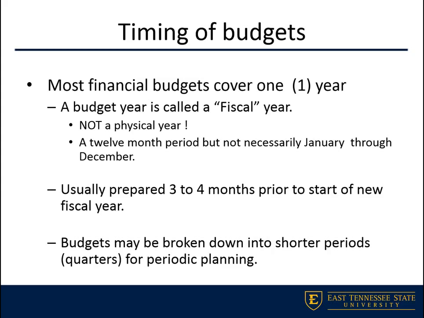Now, some are going to cover quarters, and some may use quarterly budgeting because they want to take a closer look into what's going on within their budget. But typically what we're going to see are budgets covering the span of 1 year. These are called fiscal years, and fiscal years usually run not like the calendar year, January through December. Fiscal years usually run July 1 through June 30th of the following year. So they start about mid-year and run until about mid-year the following year.